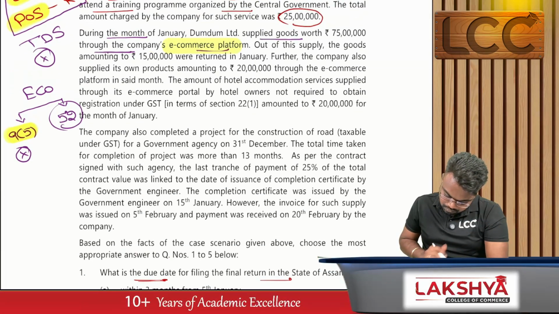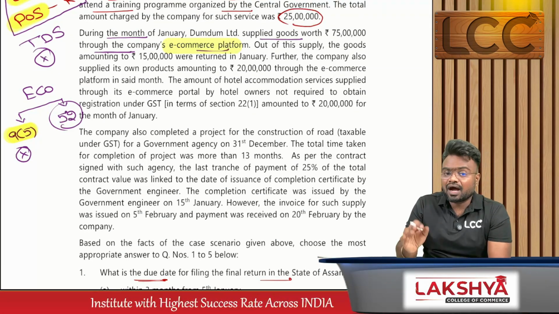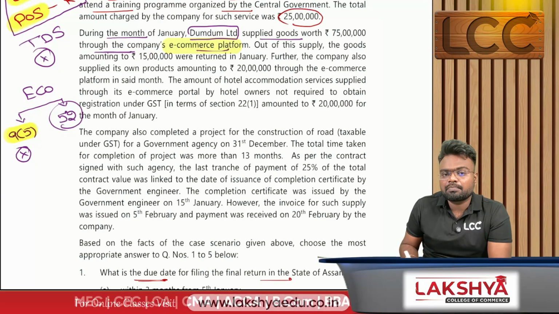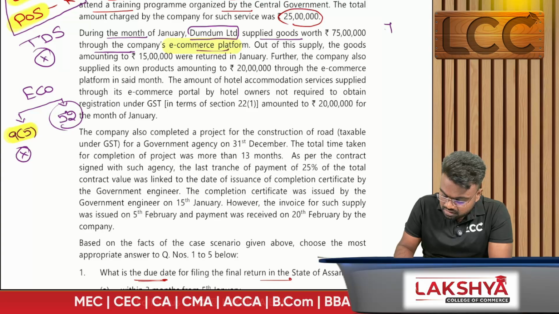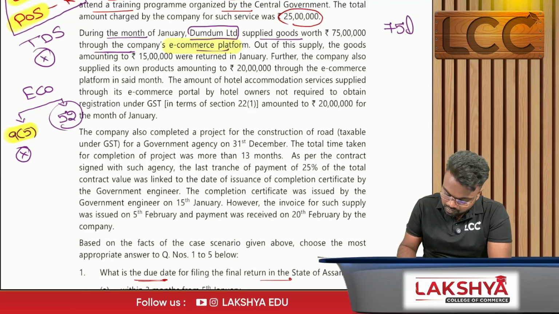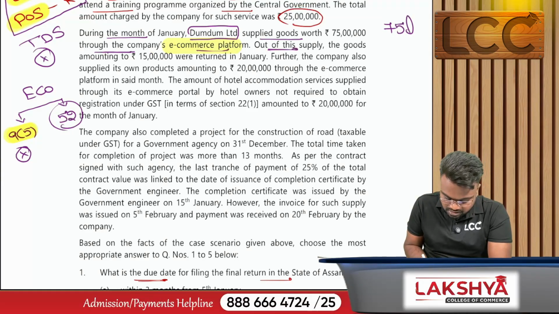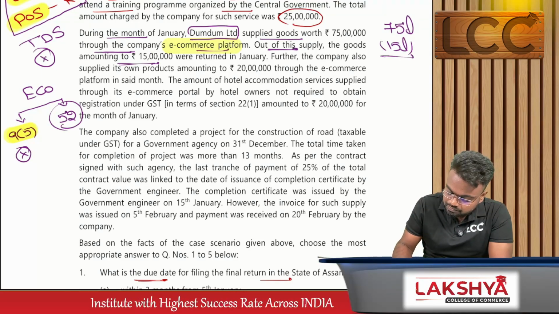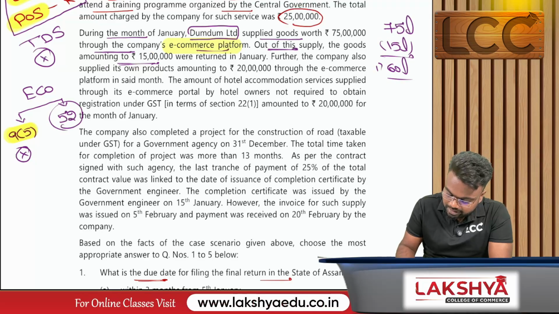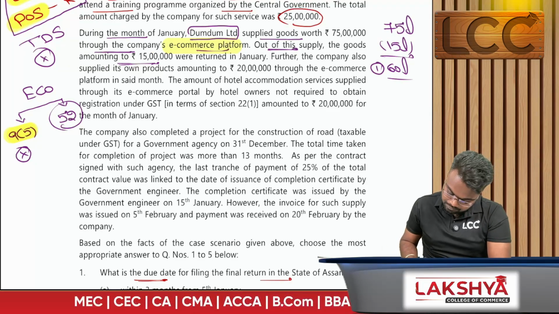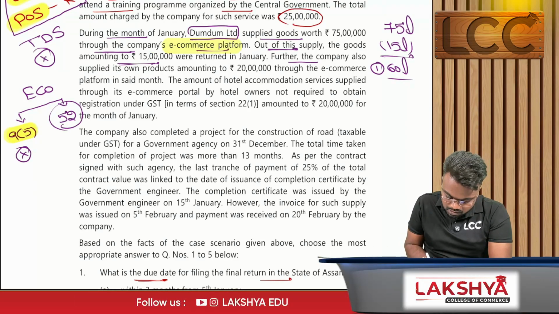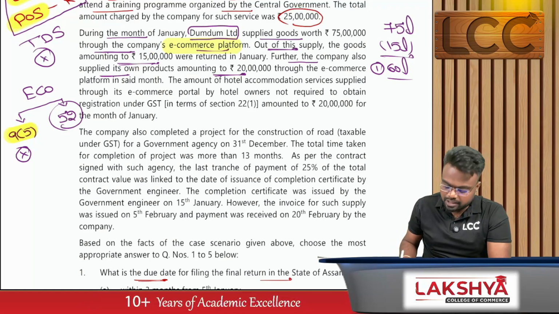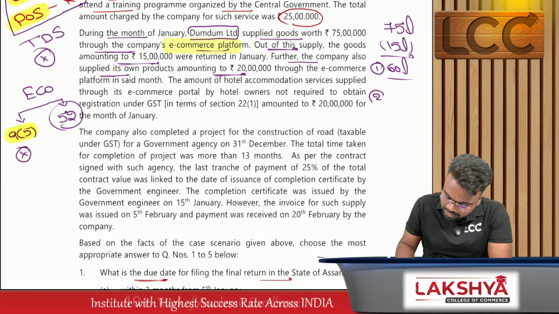Now, in the given case, on our e-commerce platform, there is a supplier called Dum Dum Limited. He supplied how much worth of goods? 75 lakh worth of goods. Out of that 75 lakhs, goods amounting to rupees 15 lakhs were returned. So what is the net value? That is 60 lakhs. That is point number 1. Now the second one. Further, the company also supplied its own products amounting to 20 lakhs through the same e-commerce platform.